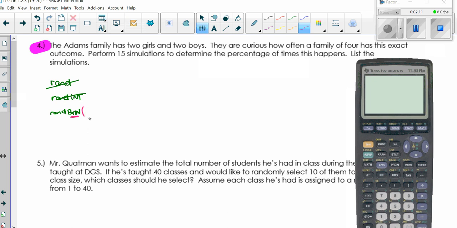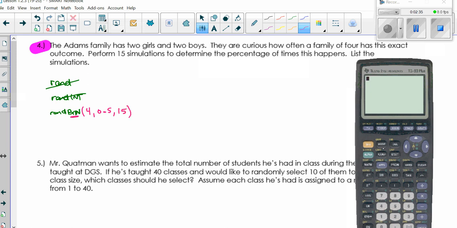We're going to say the random binomial. The first number asks us how many events we have, and we have 4. So we would put a 4 here. And the reason we have 4 is because there's 4 children. Then we would say that there's a 50% chance that we get a girl versus a boy, so 0.5. And then we want to run 15 simulations.